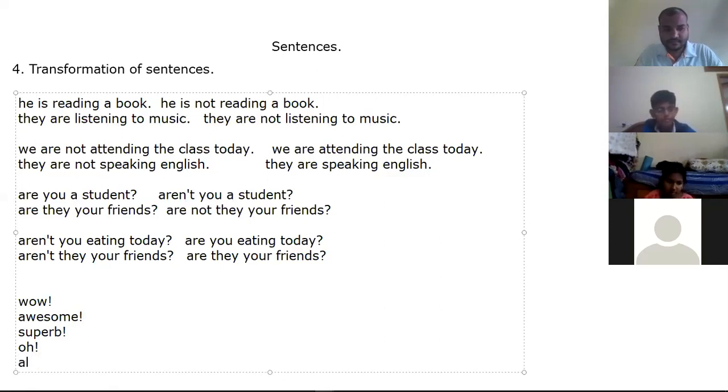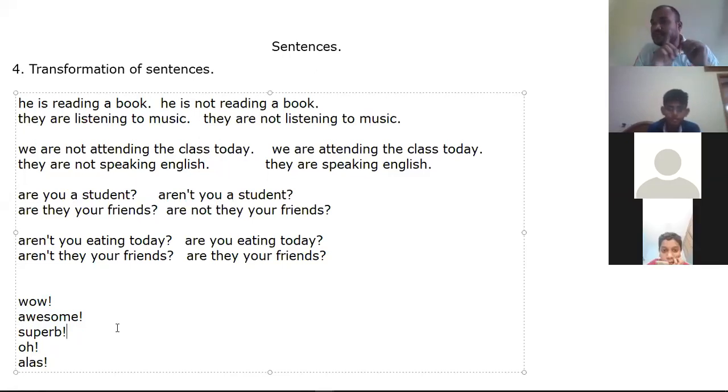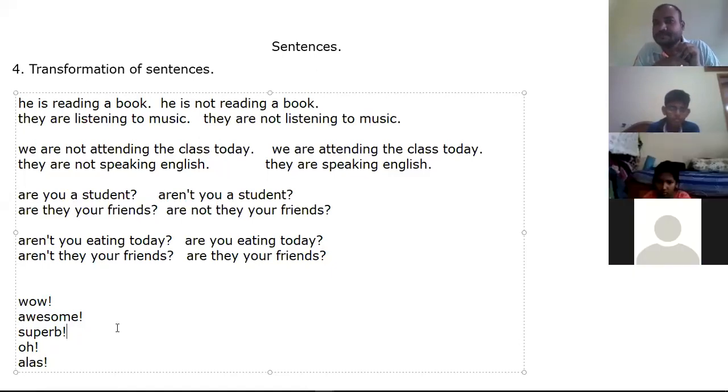Sir, you wrote superb, sir. Okay. Right. So these are all exclamatory examples. If you observe all the exclamatory sentences, in the parts of speech, there is a related concept. What is that concept? Interjections. Right? Interjections. All the interjections come under exclamatory sentences.